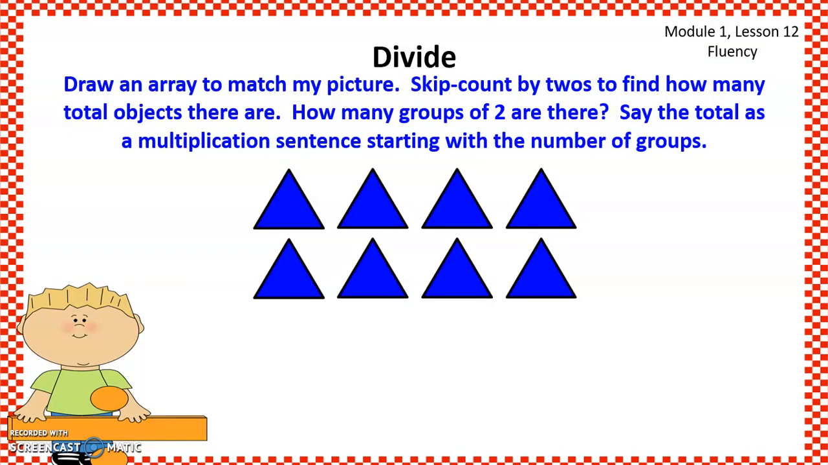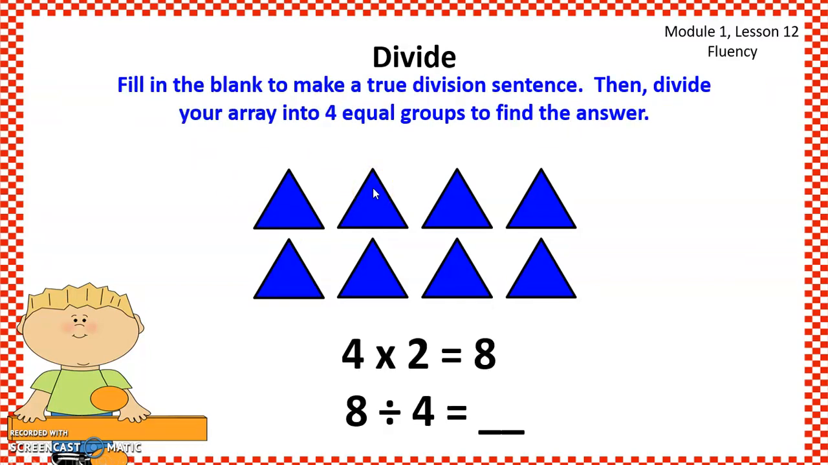Okay. This is an array that shows 2 rows and 4 columns. So how many groups? 2 groups of 4. If you are to fill in this blank and write the multiplication sentence, this is 4 times 2, and also this is 8, right? And 8 divided by 4 is 2.